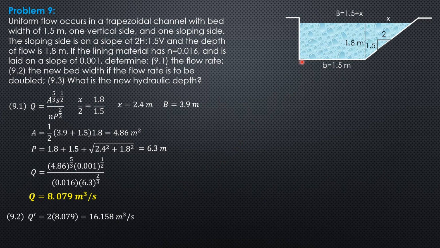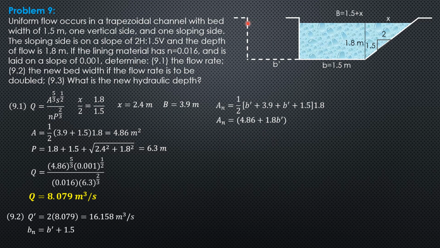So we have to increase the bottom width in this manner as shown. So this is now the new bottom width, B prime plus 1.5. Let's call the extension as B prime, so that the new B is B prime plus 1.5. The new area is equal to 1/2 of quantity B prime plus 3.9 plus bottom width which is B prime plus 1.5, times depth of flow 1.8. Simplifying, the new area is quantity 4.86 plus 1.8 B prime. So that's the new area in square meters.